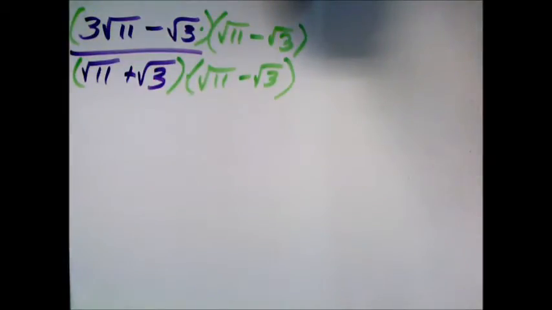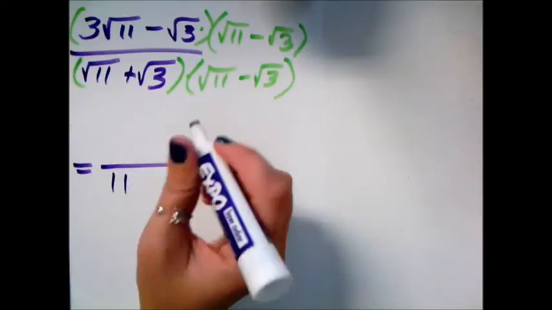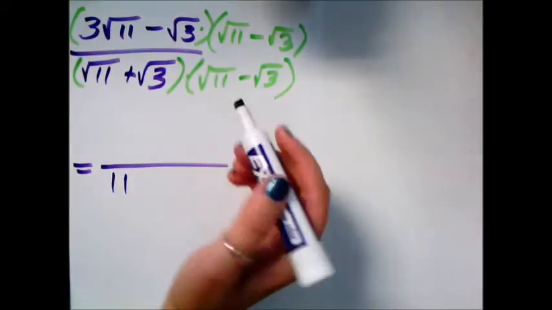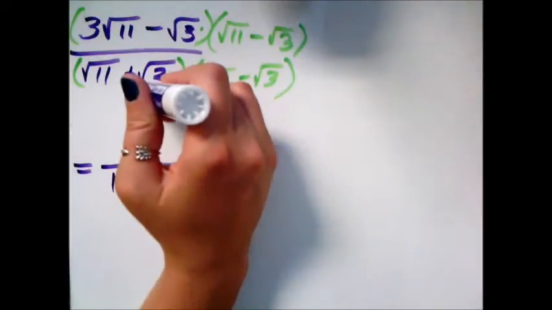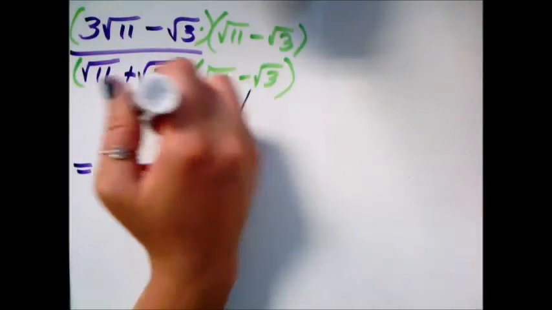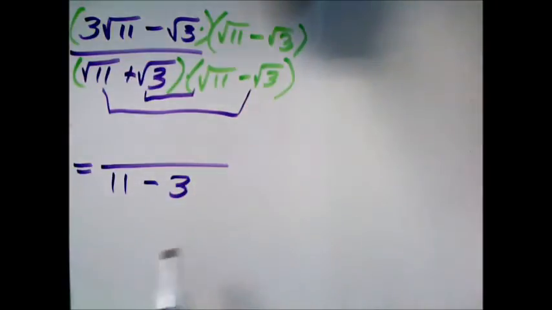Let's do the bottom first, because the bottom seems a little easier. So square root of 11 times square root of 11 is 11. Positive and negative will be negative, and square root of 3 times square root of 3 is 3. Why am I not doing the inside-outside terms? Because this is the conjugate, I know they're going to cancel. This is positive square root of 33, and this is negative square root of 33. They're going to cancel anyways, I'll skip doing them.